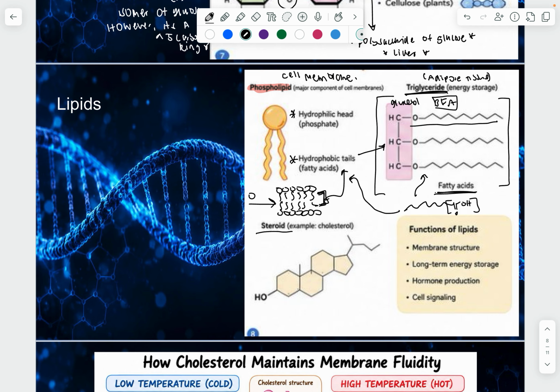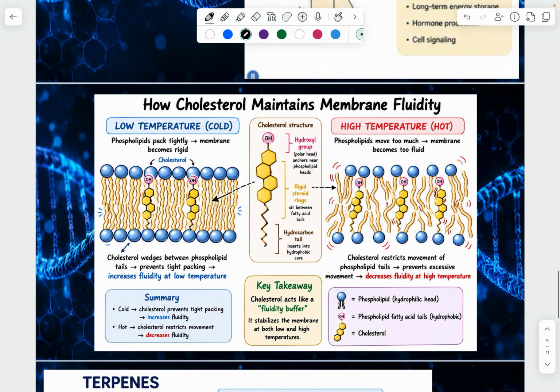Now we're talking about steroids. Steroids are very important for the cell membrane, and an example is cholesterol. Cholesterol maintains membrane fluidity. So when you're at a low temperature, your phospholipids like to stick together. So cholesterol comes in here and allows it to sort of build a space between these really stuck phospholipids. So it prevents this tight packing. So that's why at lower temperatures, you increase the fluidity.